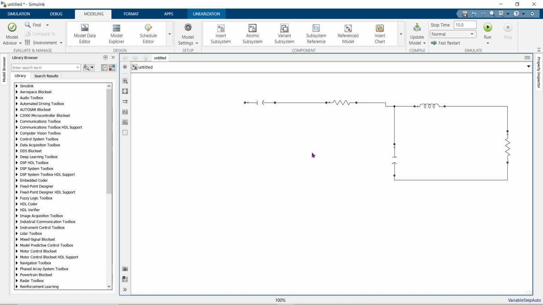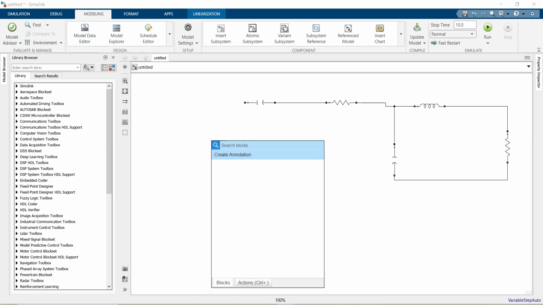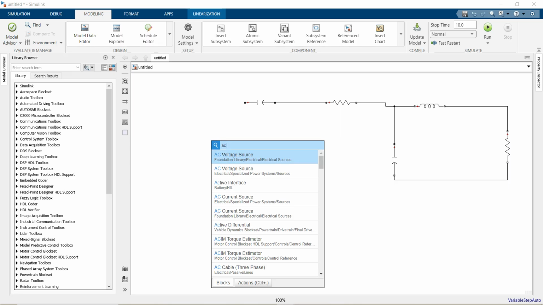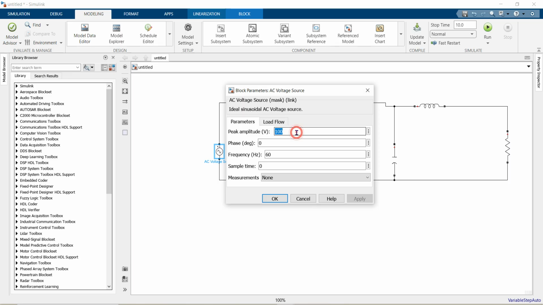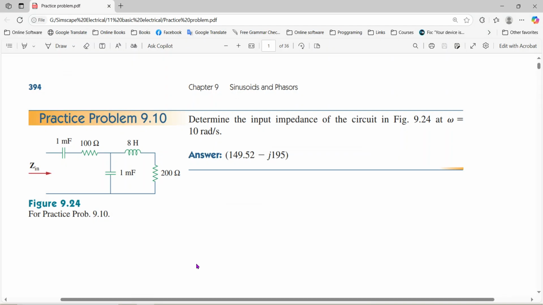This is almost done. Now to find the input impedance, we have to connect an AC voltage source. So I'm taking an AC voltage source, and we have to connect it to the input terminal where you want to find the input impedance. The amplitude can be any value; I'm taking 100. It doesn't matter, but we have to choose the accurate frequency. Here we have our omega value as 10.